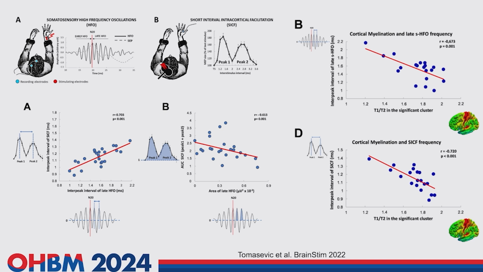And previously, we have already demonstrated that this high frequency in the somatosensory cortex and the high frequency in the motor cortex, evaluated again with SICF, short interval intracortical facilitation, are related. And they are related also to the amount of myelin in the specific cortex area.